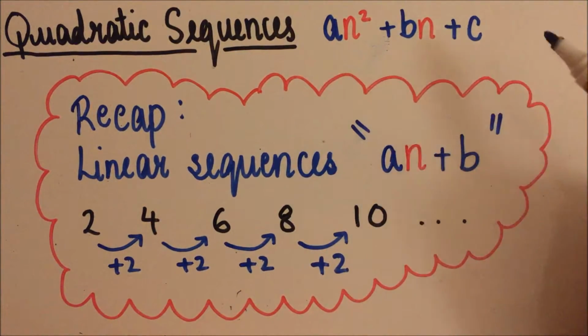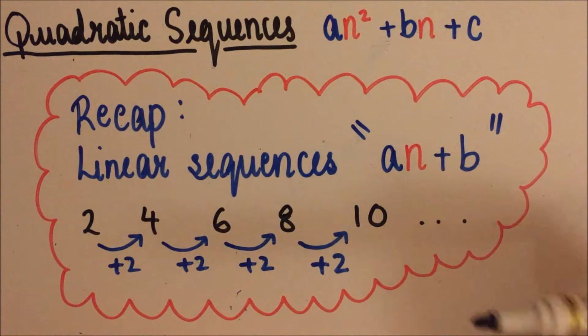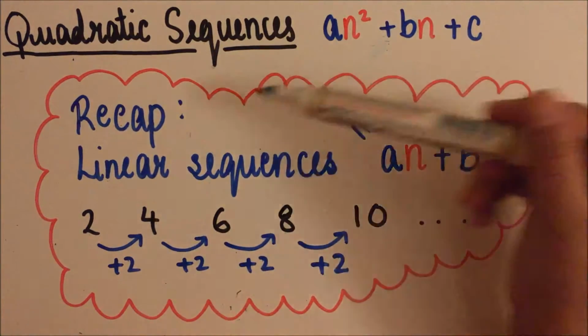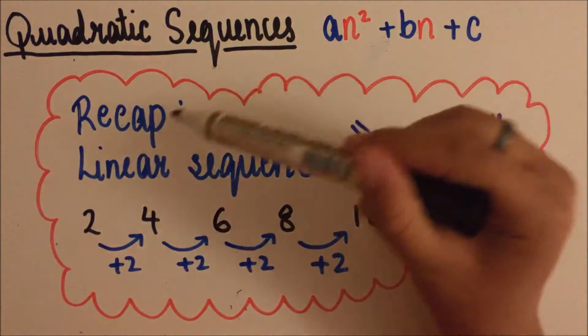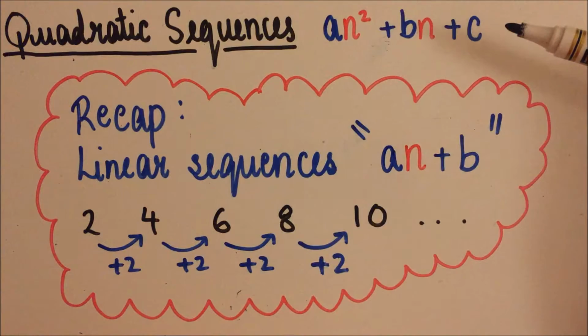The difference is not going to be constant every single time, which is why it's harder. So I will say that again, if you're not quite sure how to find the nth term of linear sequences, please go back to part 1 of sequences, get those sorted, and only then move on to your quadratic ones.